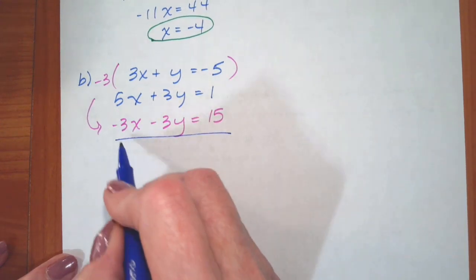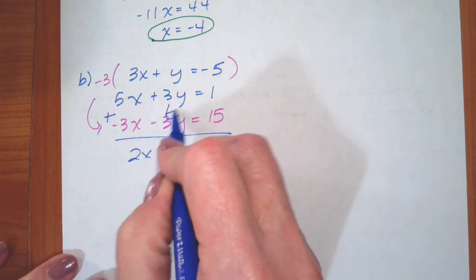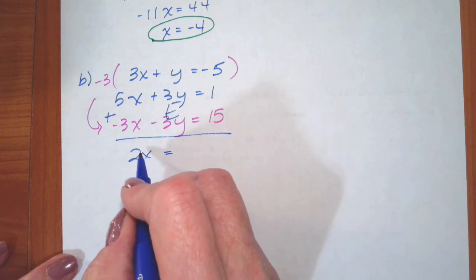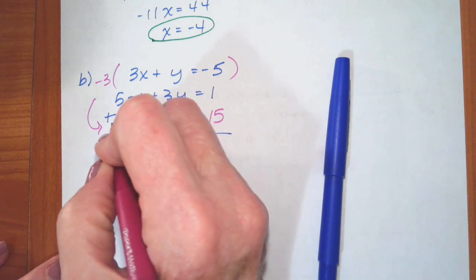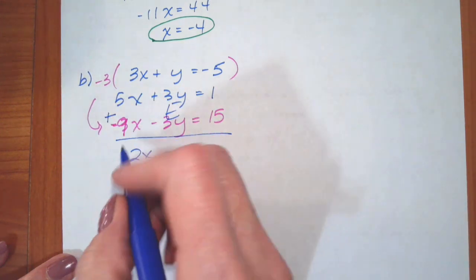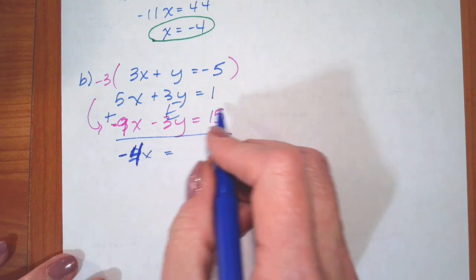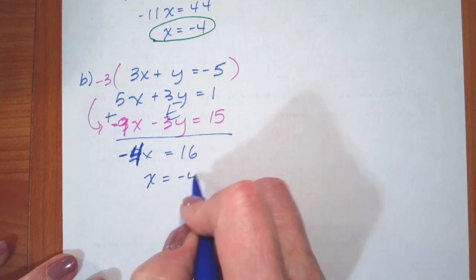So when I add these equations together, I get 2x is equal, that's negative 9x. Oops. So that gives me negative 4x is equal to 16, which tells me that x again is negative 4.